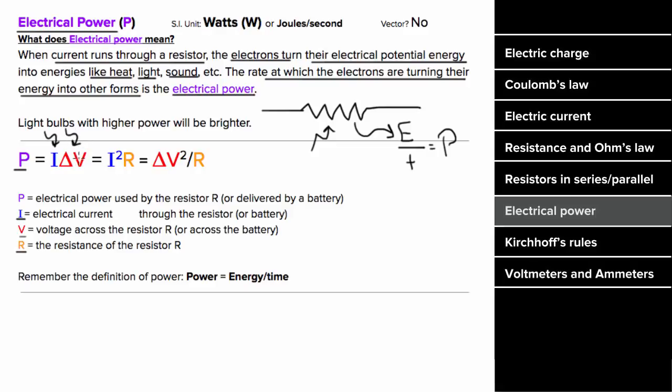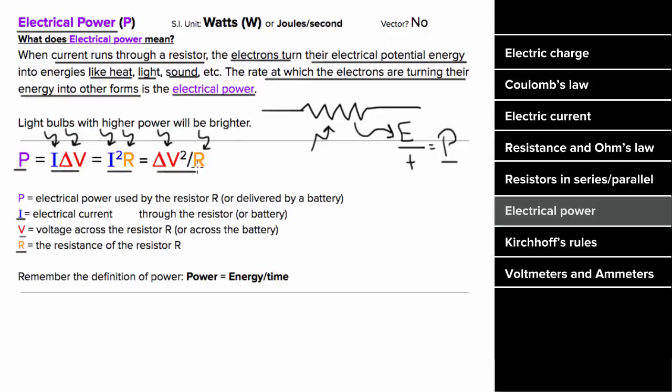Or if you substituted Ohm's law into this formula, you'd see that this is equivalent to the current through that resistor squared multiplied by the resistance of the resistor. Or you could rearrange these formulas to get that the power used by a resistor would also be the voltage across that resistor squared divided by the resistance of that resistor. All three of these, if used correctly, will give you the same number for the power used by a resistor.